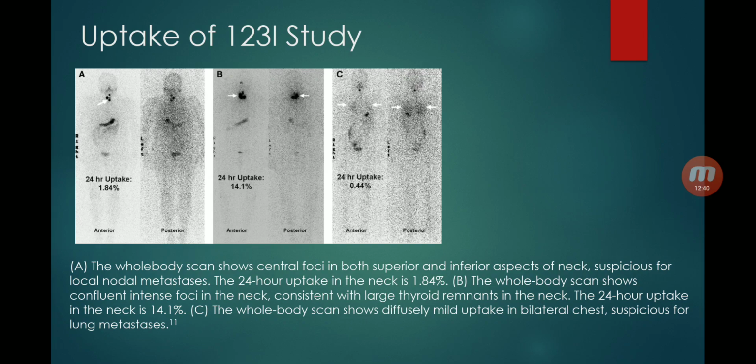The whole body scan shows a confluent intense focus in the neck, consistent with large thyroid remnants in the neck. In picture C, the whole body scan shows diffusely mild uptake in the bilateral chest, suspicious for lung metastases.